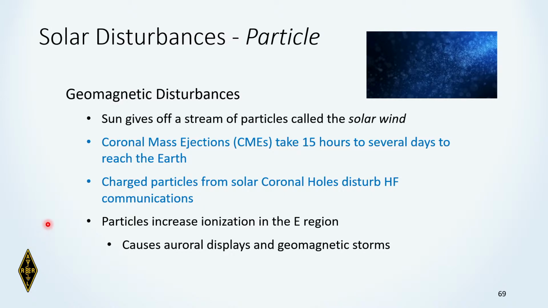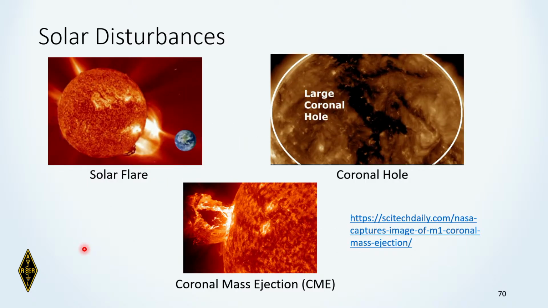Now, it's not the light that affects us in radio land. It's the electrical charges that are associated. Some people get that confused. So the aurora that we see can be a beautiful light show. It also affects propagation, but not because of the light.